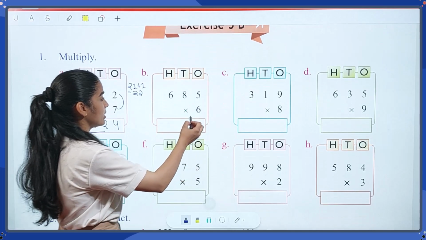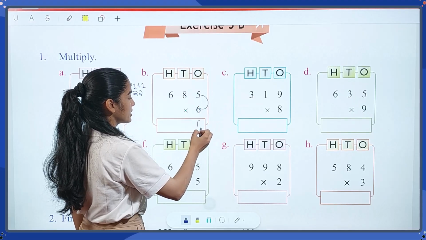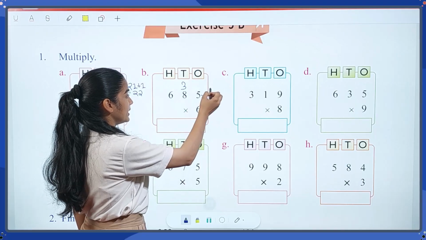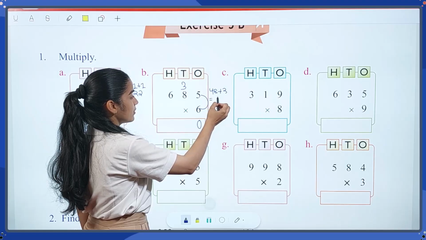3024. Now the next number we have: 6 multiplied by 5 is 30. So we only write 0 here and shift 3 to the next number. 6 multiplied by 8 is 48. 48 plus 3 is 51.